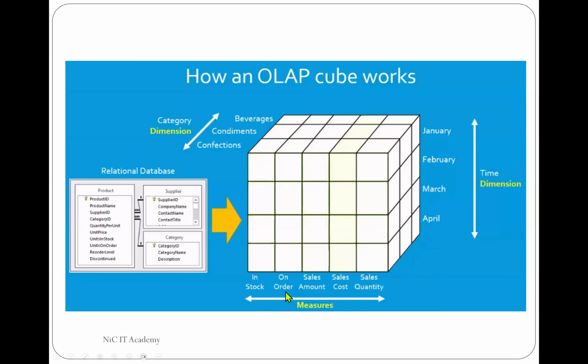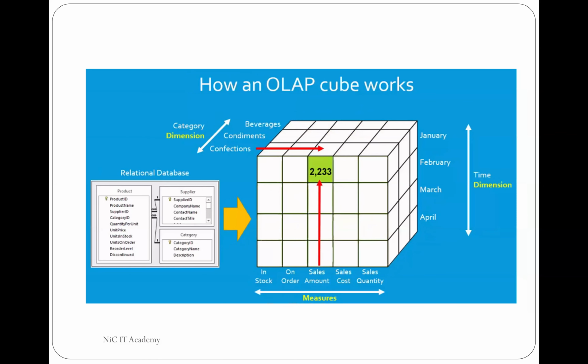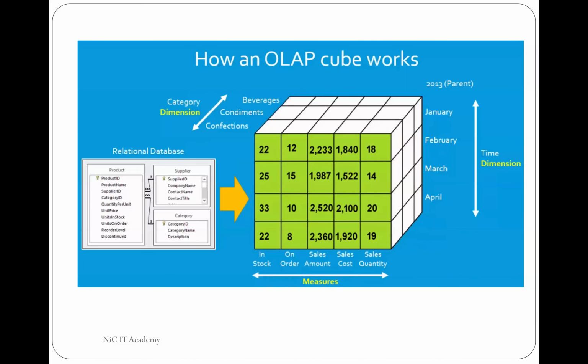And here I'm going for the measures: in stock, on order, sales amount, sales cost, sales quantity. These are the measures. Then I can find, for this particular category in this particular month, what is the sales amount. This is one view, and here is a different view. For month-wise, product-wise, what is the sum of sales? It is not for one particular sales value; I have to look at all sales amounts. This way I can do different kinds of views. So this is nothing but an OLAP cube, a multi-dimensional view of data in the data warehousing environment.